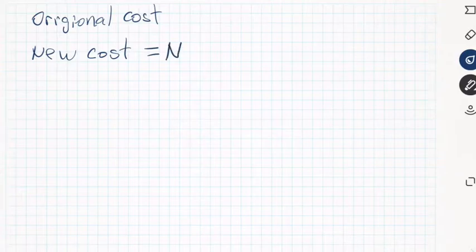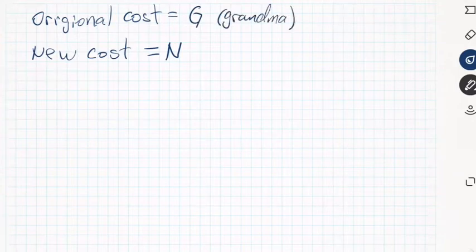I'd love to call the original cost the old cost, but the problem with calling it old and representing it with O is O looks a lot like, well, 0. So I usually use G for grandma, because in my mind, grandmas are old. I don't know why, but that's how it is. At least mine was when I was a kid. So I'm going to use N for new cost and G for the old cost.